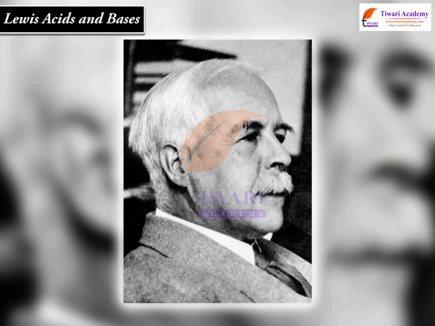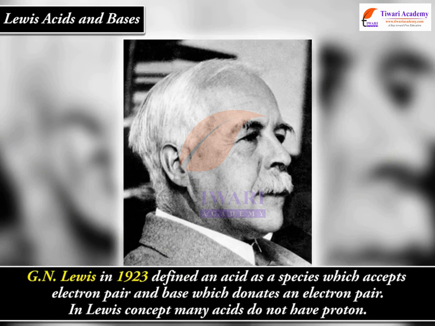Lewis acids and bases. G.N. Lewis in 1923 defines an acid as a species which accepts an electron pair and a base which donates an electron pair. In Lewis' concept, many acids do not have a proton.